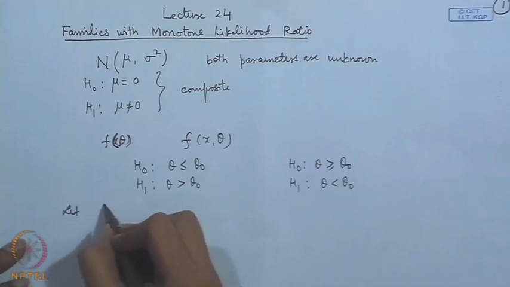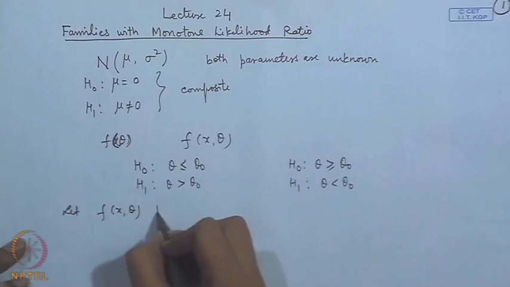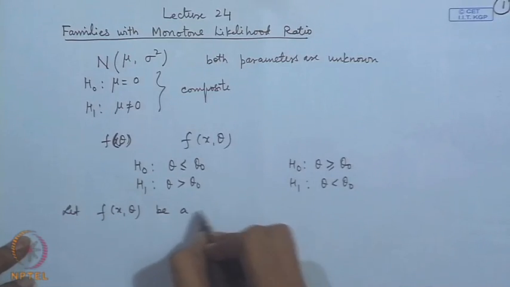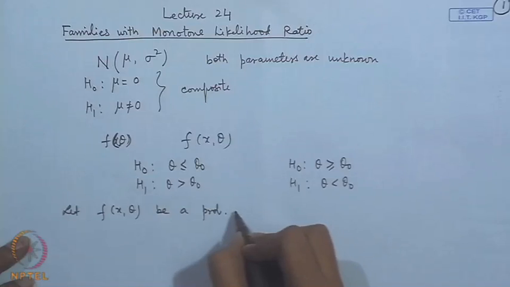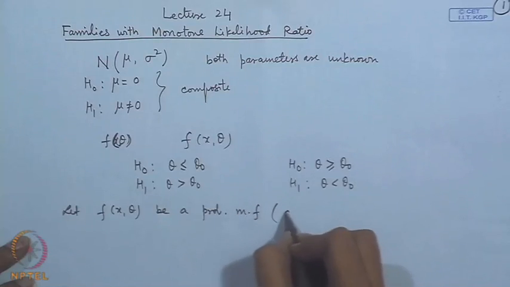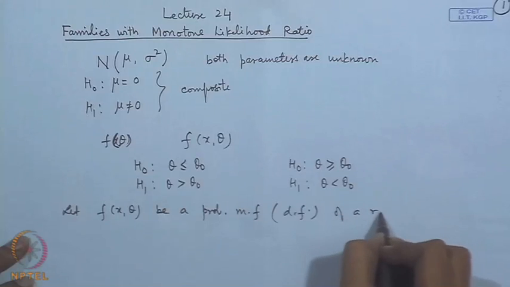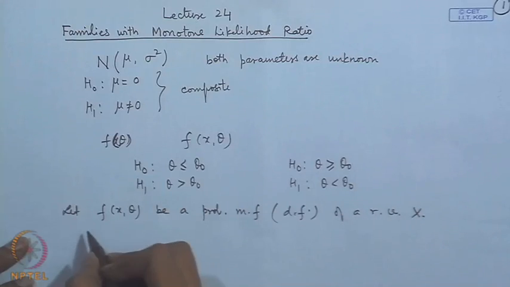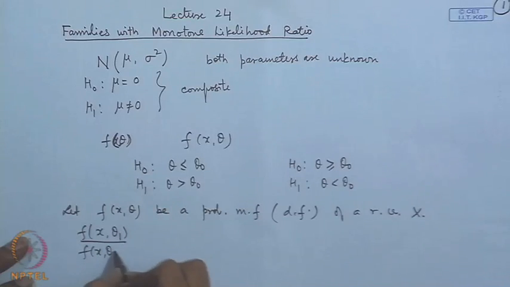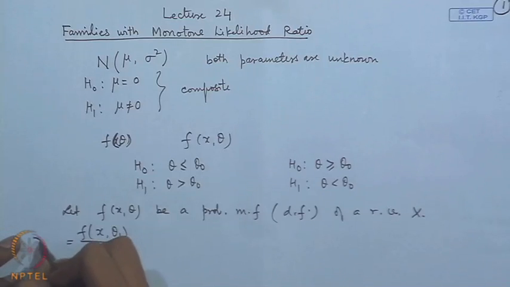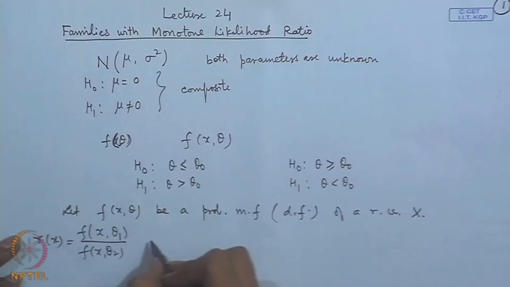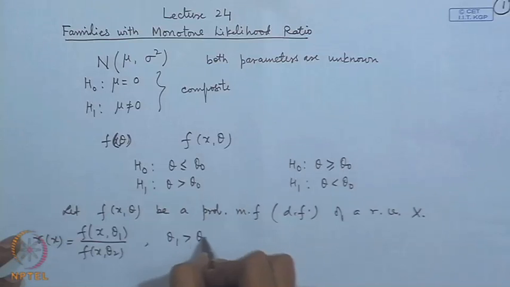So, let f x theta be a probability mass function or density function of a random variable say x. Let us write down the ratio f x theta 1 divided by f x theta 2. Let us call this ratio R x, and let us take say theta 1 greater than theta 2.